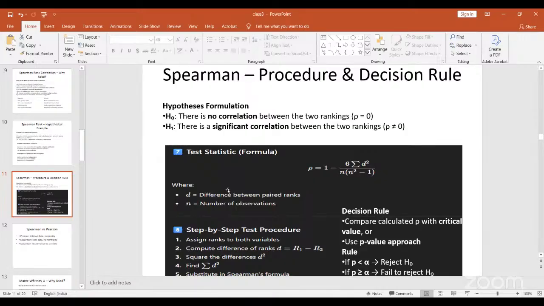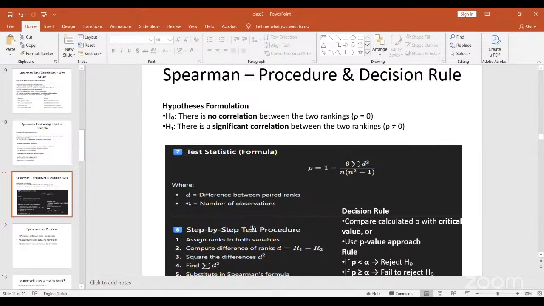For statistics marks, it is rank 5. Then the D will be the difference between that paired rank. Small n is the number of observations. And from this, we have all the data. You can compute this rho row, right?